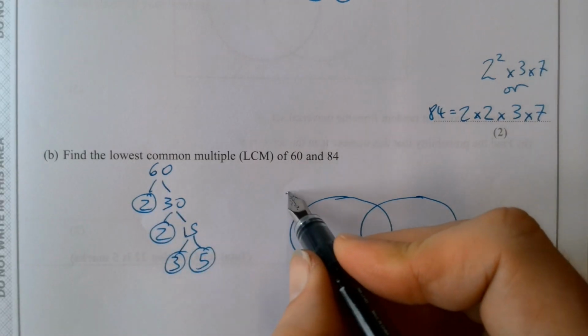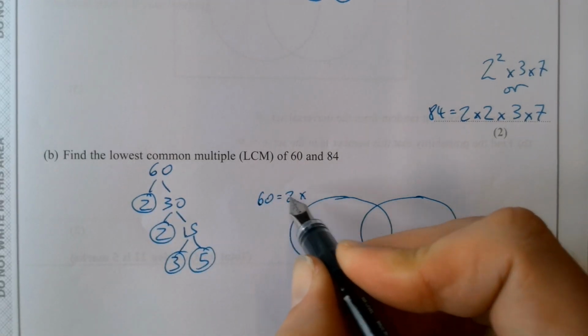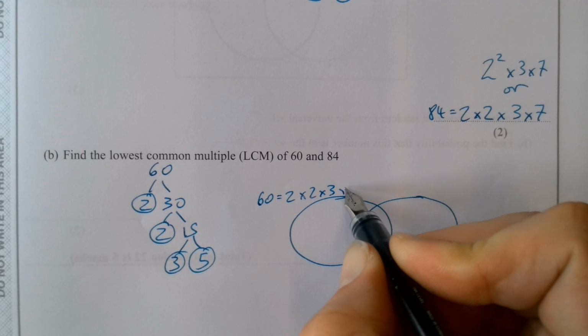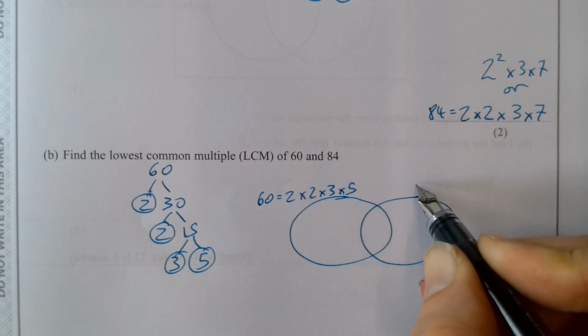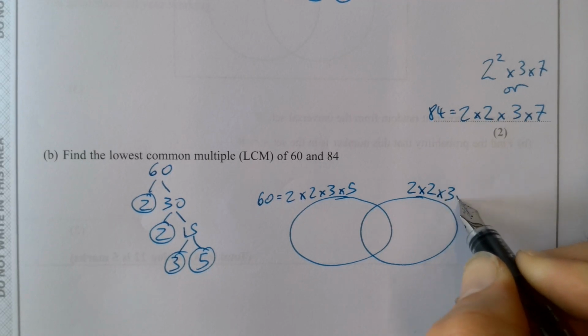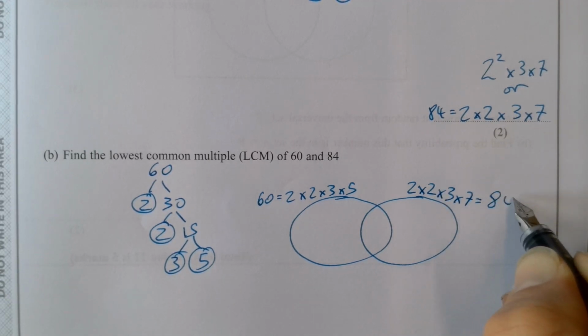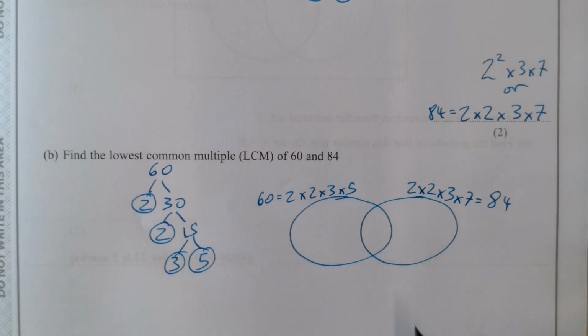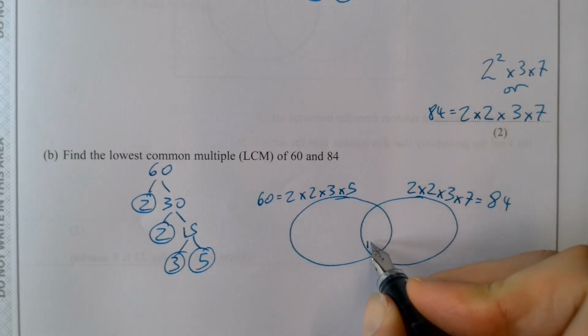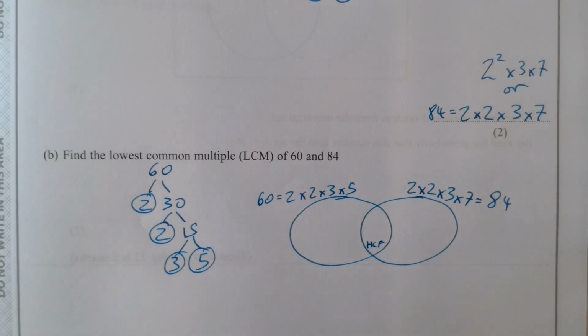So 60 equals 2 times 2 times 3 times 5. 84 is 2 times 2 times 3 times 7. Now in the middle, they're not asking for it this time, but in the middle you get the highest common factor, the biggest number that goes into them both. And you get that by multiplying all the factors that they've both got.